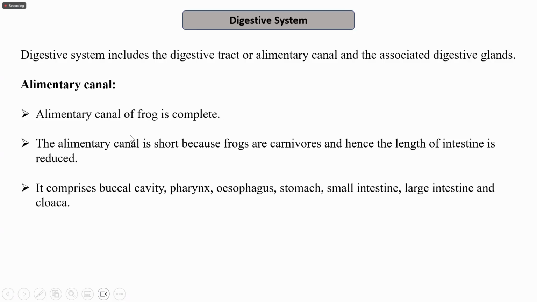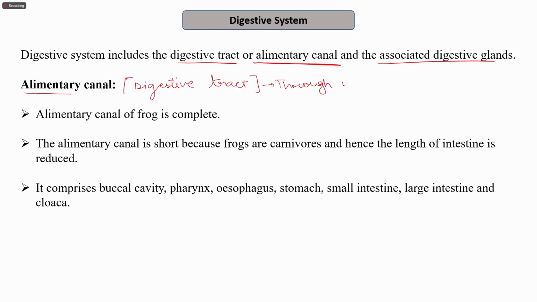Firstly, we will study the digestive system. The digestive system mainly includes the digestive tract, which is also known as the alimentary canal, and the associated digestive glands. So, what are the parts of the digestive system? It includes the digestive tract and the associated digestive glands. What is the alimentary canal? The alimentary canal is the digestive tract through which the food passes during digestion.